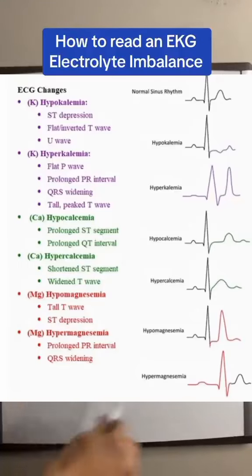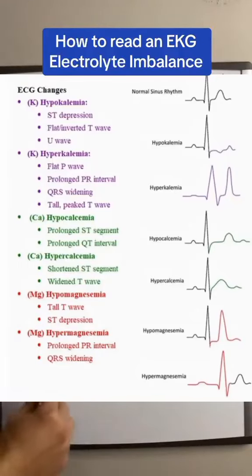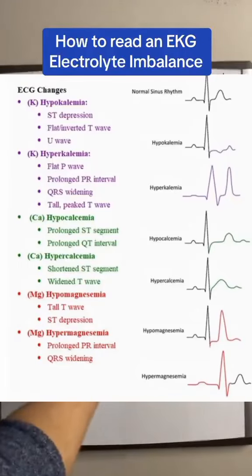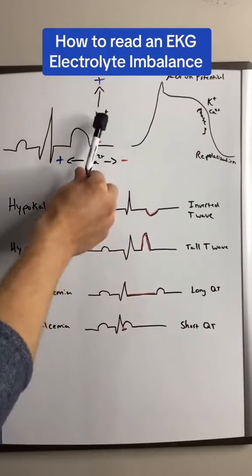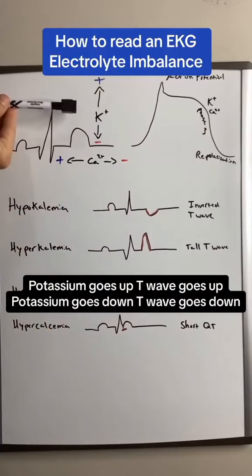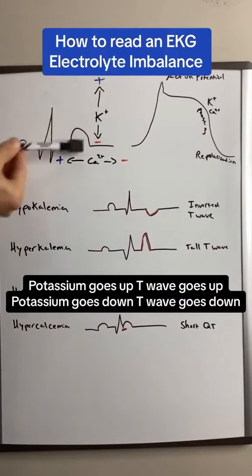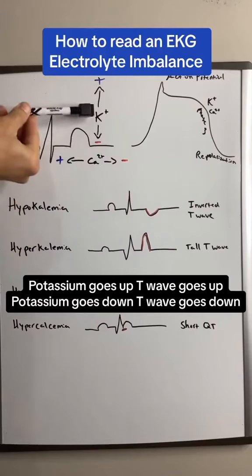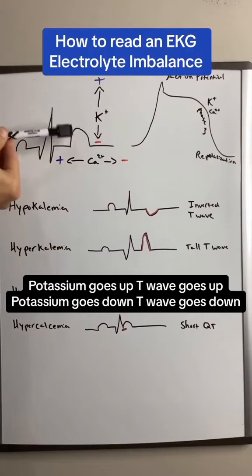In EKG, how do electrolyte imbalances affect your EKG reading? Well, let's start with calcium and potassium. As your potassium levels increase, so does your T wave. And as your potassium levels decrease, so does your T wave.